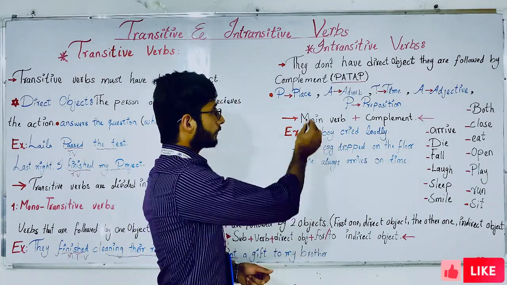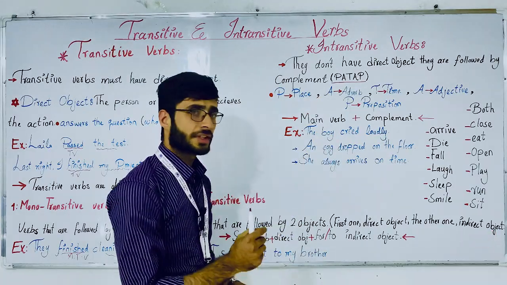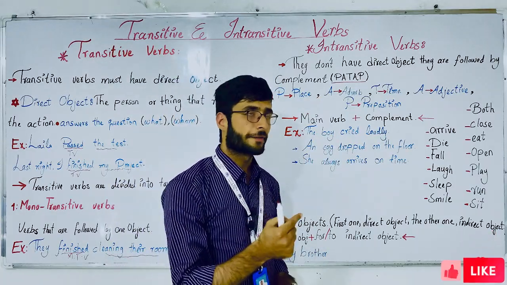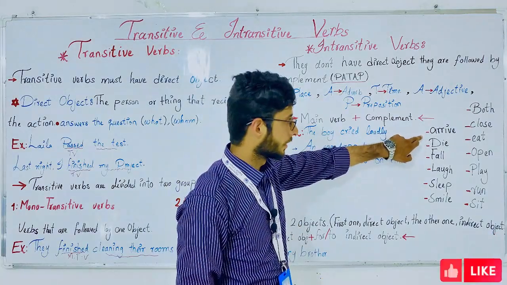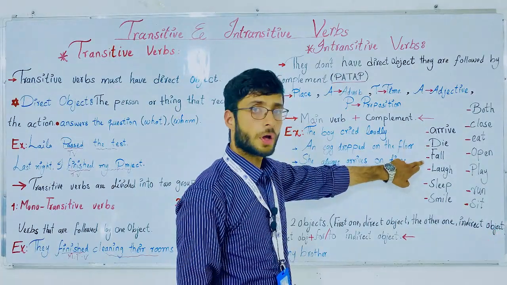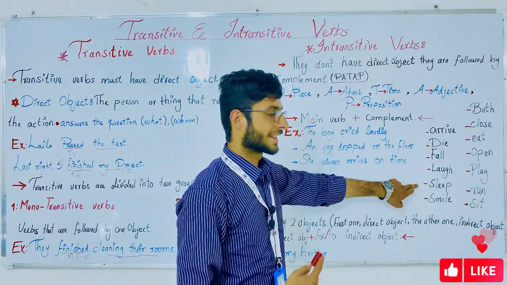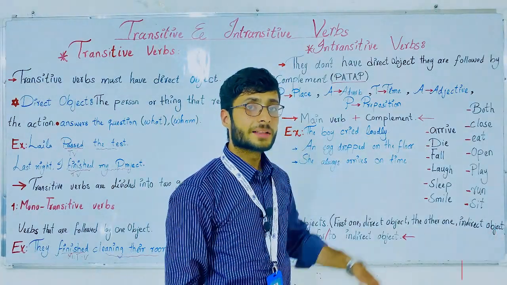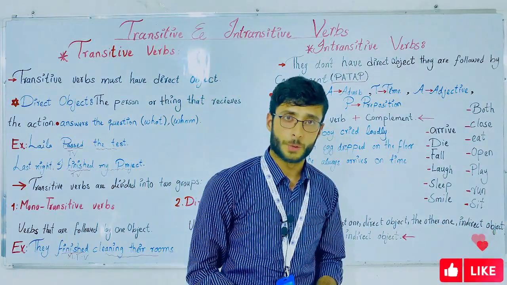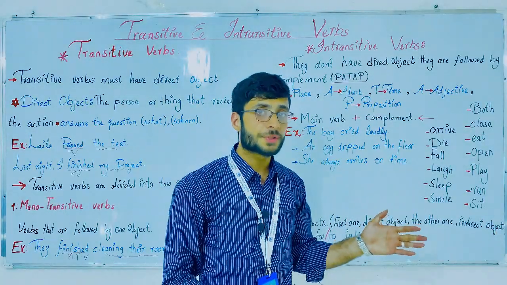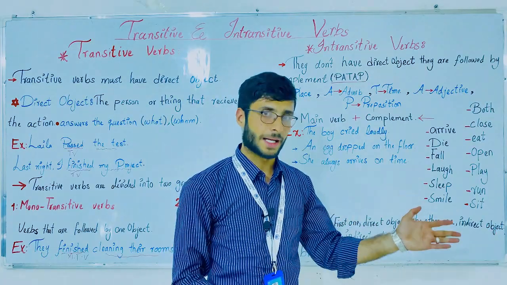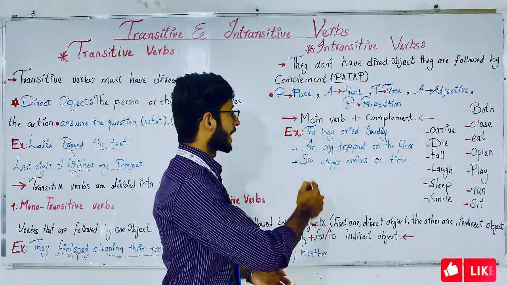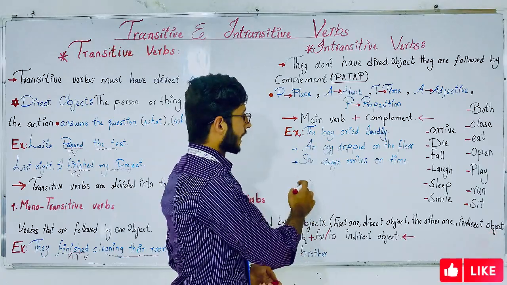Okay, guys, let's come to some examples of intransitive verbs like arrive, die, fall, laugh, sleep, smile. These are called intransitive verbs. It means these verbs do not need any object. Instead of that, they need PATAP that is added after them. Now, let's come to some examples in here.